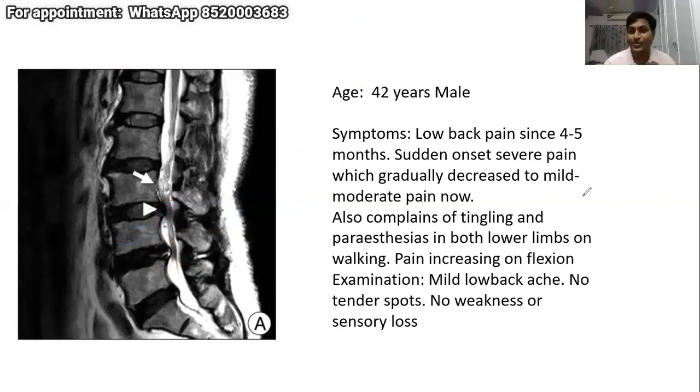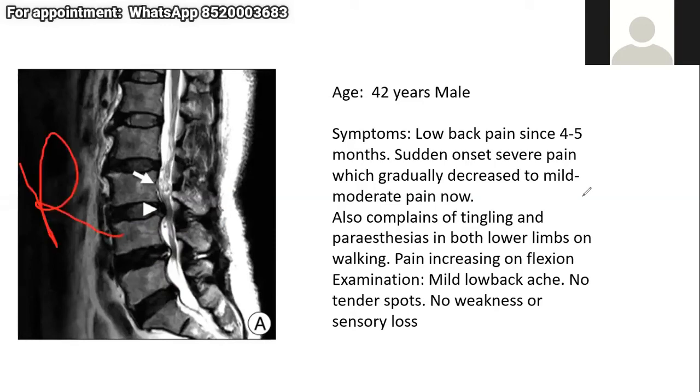Rucha, read the clinical symptoms, history, and differential diagnosis, then read the MRI, then try to work out the plan. The patient is a 42-year-old male. Symptoms are low back pain since 4-5 months. Sudden onset severe pain which gradually decreased to mild to moderate pain now. Also complaints of tingling and paresthesias in both lower limbs on walking. Pain increasing on flexion. On examination, mild low back ache. No tender spots, no weakness or sensory loss.